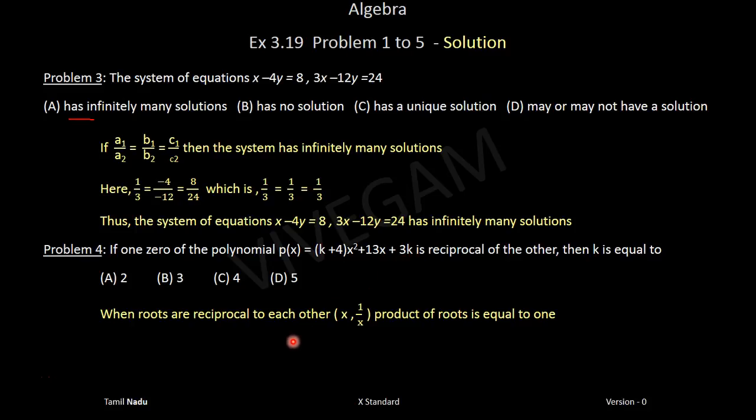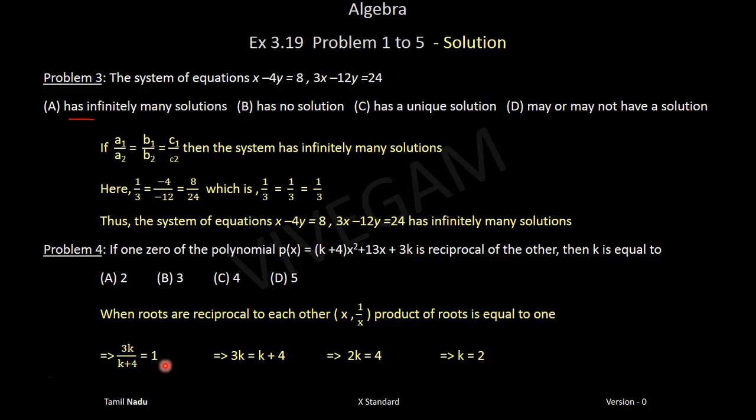And since the roots are reciprocal, what happens? Let's say the roots are x and 1 by x. So the product of the roots will be x into 1 by x, so x and x will get cancelled, and that will be equal to 1. Therefore, the product of the roots is equal to 1. In which case, what is the product of the roots? c by a, right? That is our formula. So 3k divided by k plus 4 will be equal to 1.